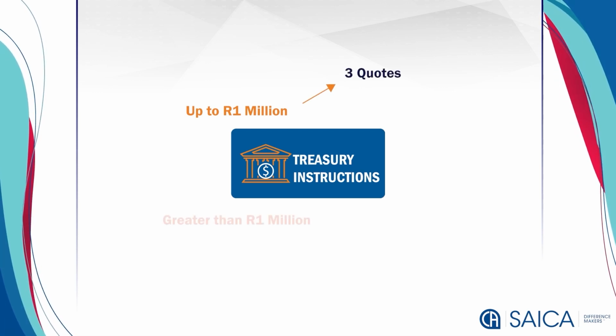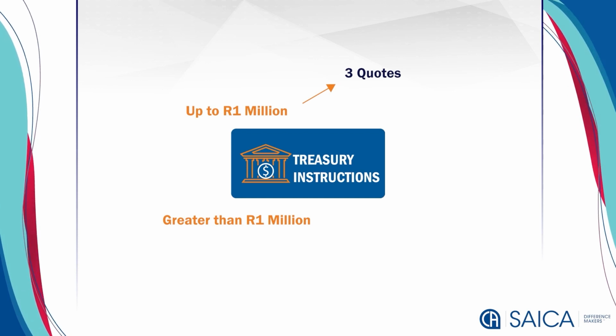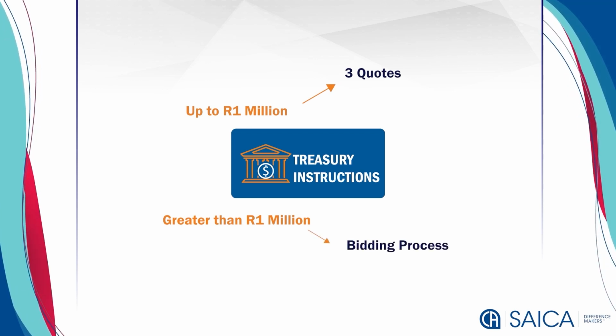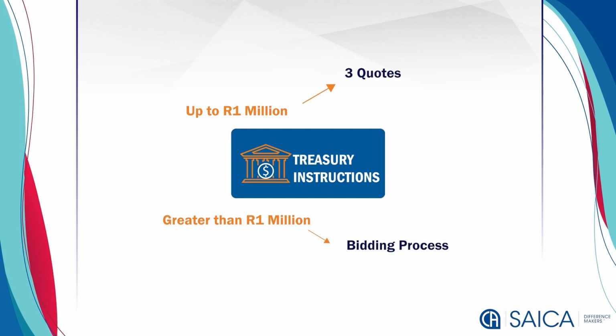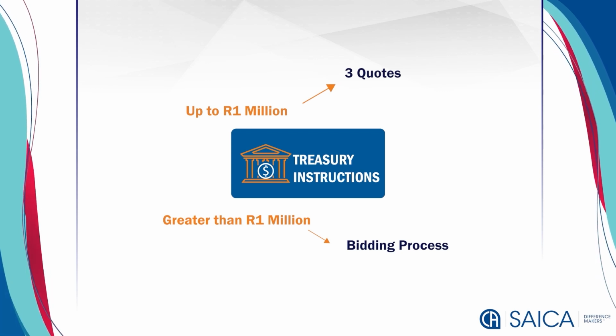Items above that amount should go through a tender process, also referred to as a bidding process. Viewers can obtain a copy of this instruction from the National Treasury website.